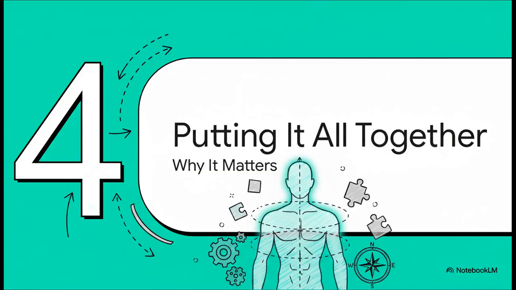Okay, we did it. SOFT. Sagittal, oblique, frontal, transverse. We've got the basics down. So now let's zoom out and talk about why this actually matters. Why is this invisible roadmap so incredibly important?